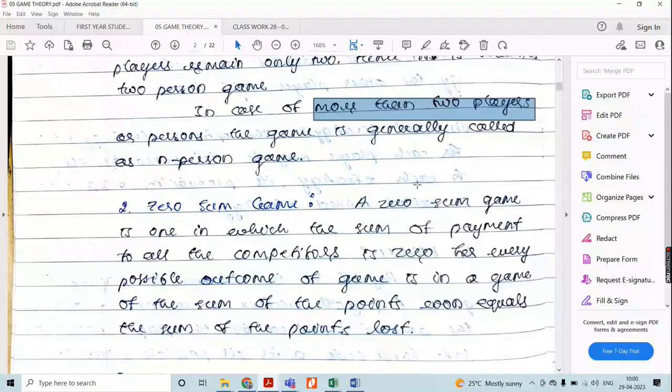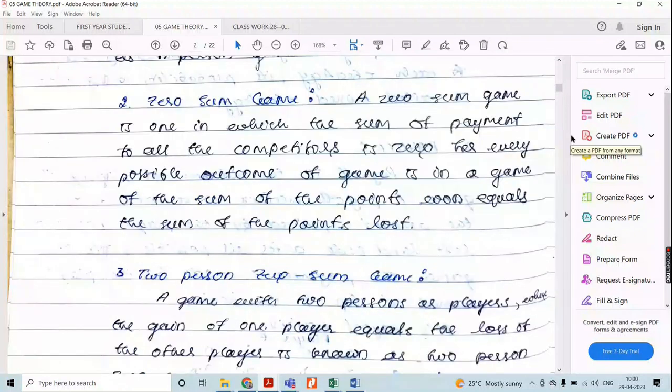Then zero-sum game. In whatever game, the sum of payments with respect to the competitors remains 0. That itself is called a zero-sum game. It means all the wins and losses: whoever loses, those points get added to the winner. That itself is called a zero-sum game.